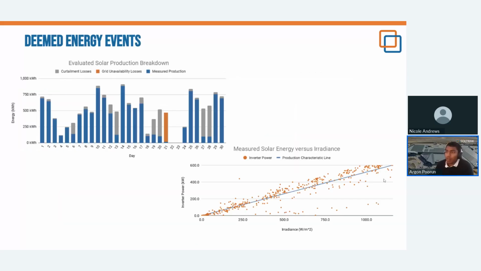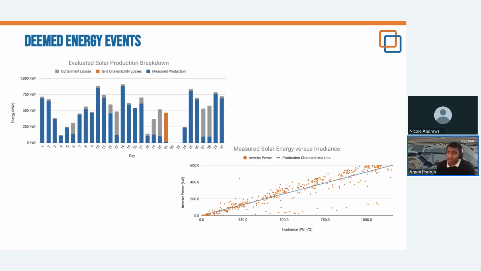Okay, so then going on to the next one. As I mentioned, deemed energy events such as curtailment and grid unavailability. There are two things that are quite important on deemed energy events. The first thing is identifying when they have occurred and having a mechanism for recording when they occur. A really good way to do that is through a ticketing system.